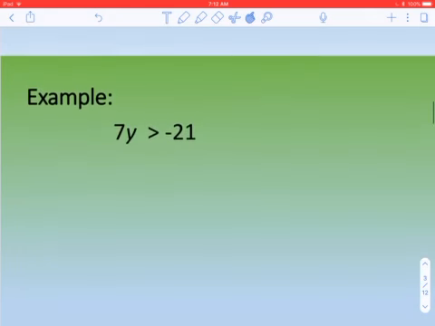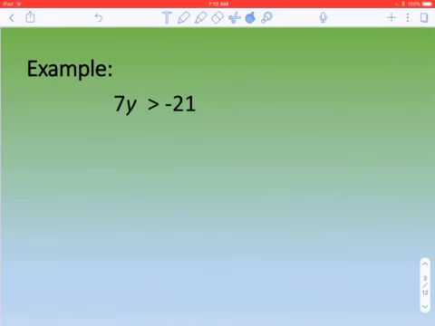So we're going to do a few sample problems today. The first one here, we are going to divide both sides by 7 because it's 7 times y. Now we're dividing both sides by a positive 7, so the inequality stays the same, and y will be greater than negative 3.